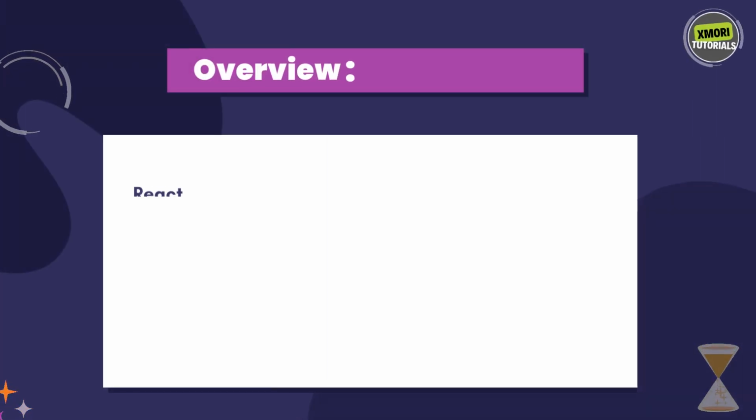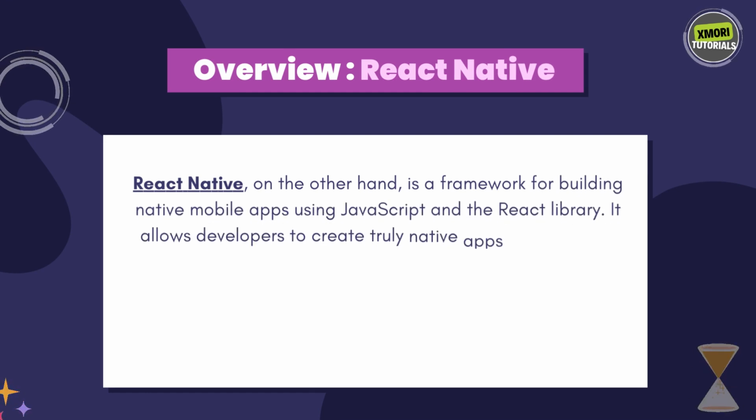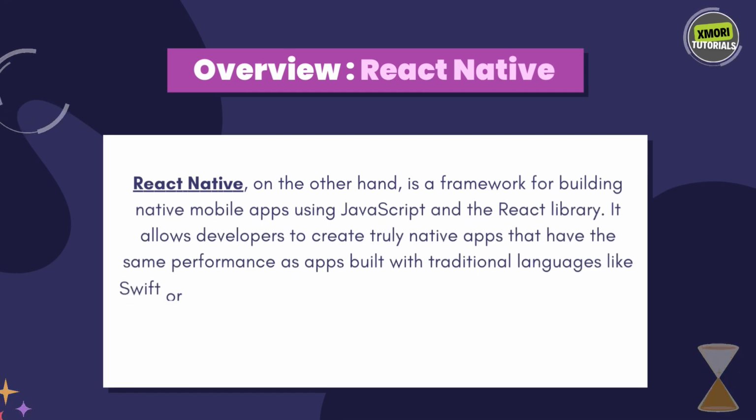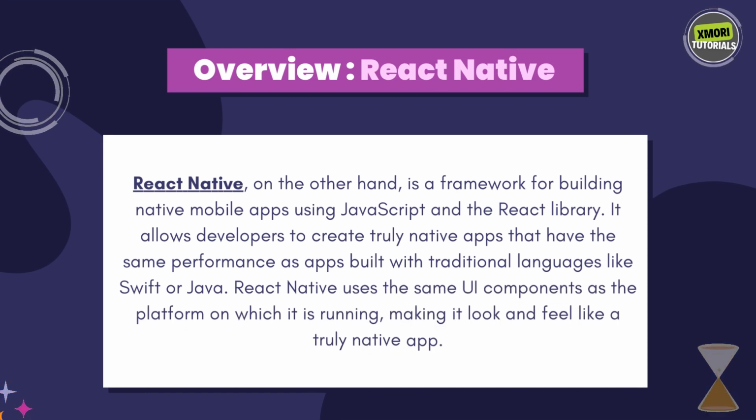React Native, on the other hand, is a framework for building native mobile apps using JavaScript and the React library. It allows developers to create truly native apps that have the same performance as apps built with traditional languages like Swift or Java. React Native uses the same UI components as the platform on which it is running, making it look and feel like a truly native app.